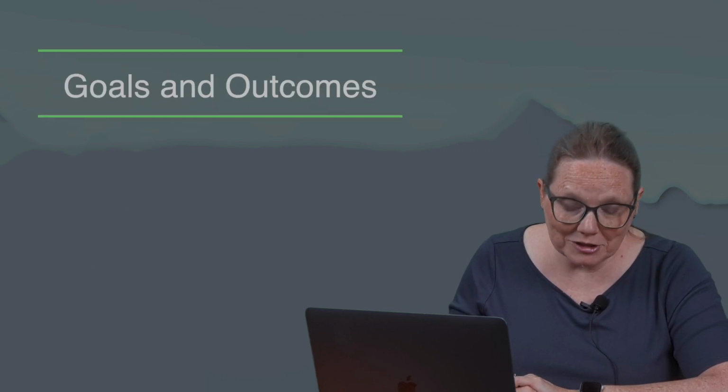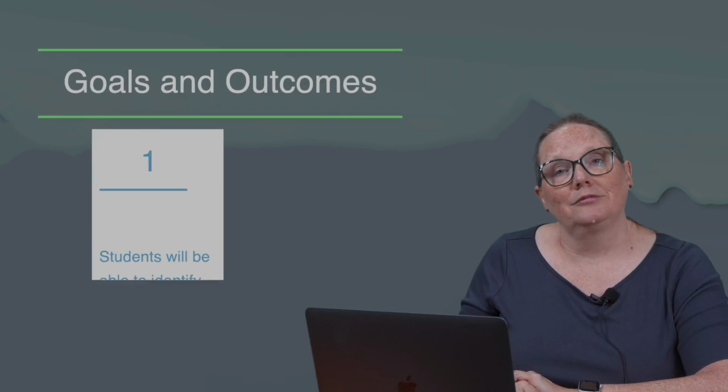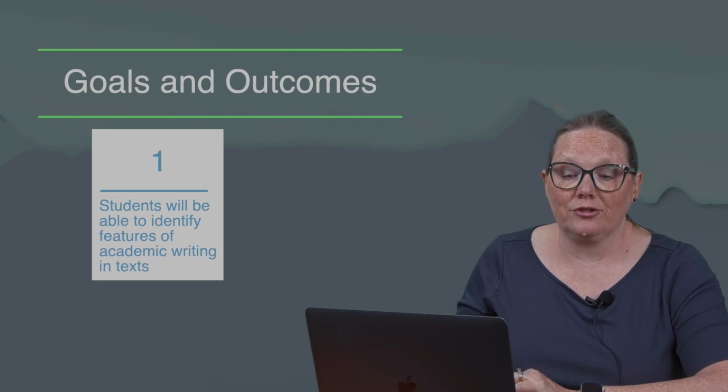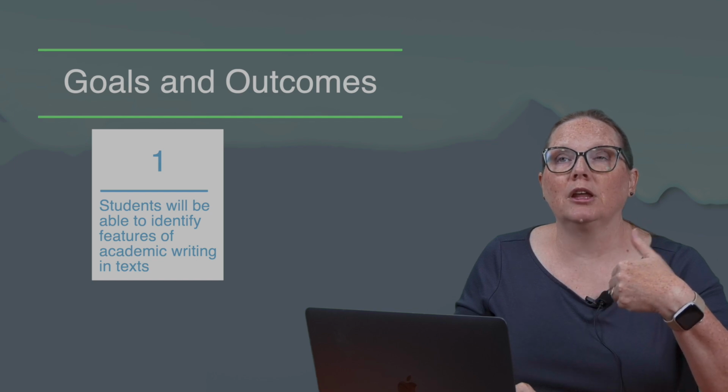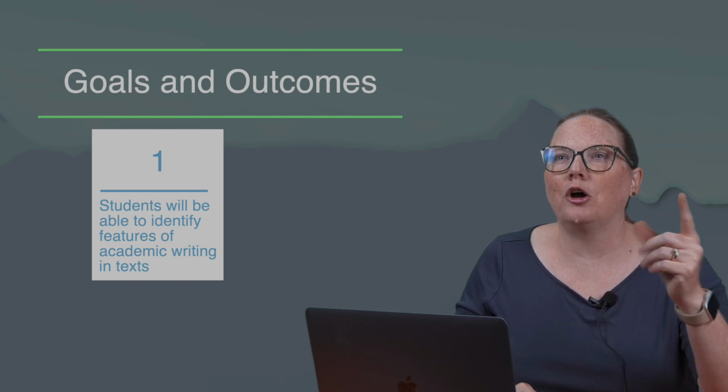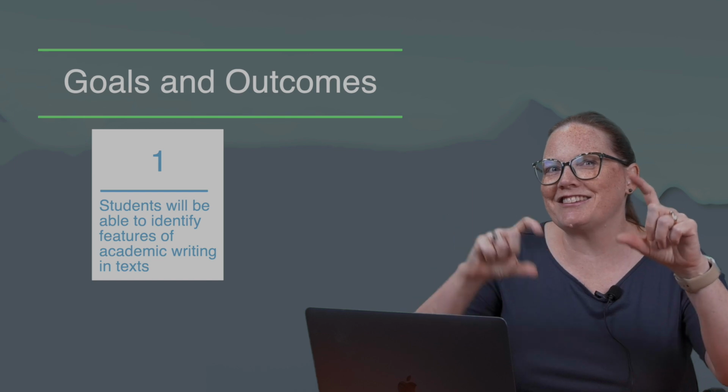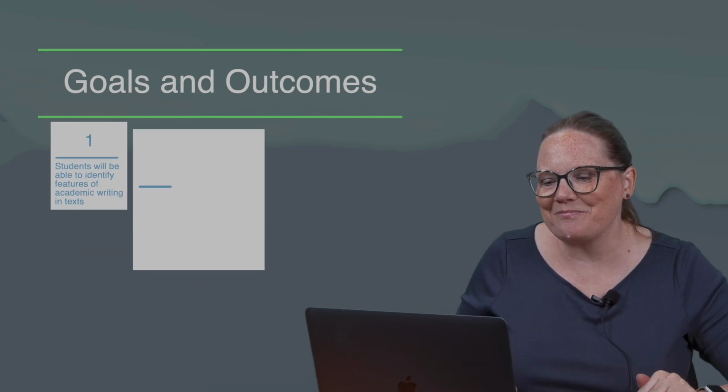So your goals and outcomes in this class? Well, you'll be able to identify features of academic writing. So as a reader, you'll be able to be like, there's a nominalization. Oh, I can see how they organize this text to have it make sense.